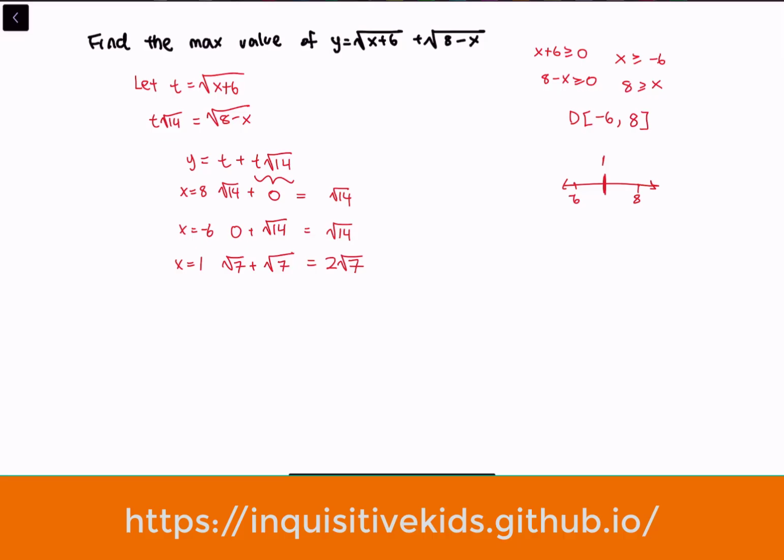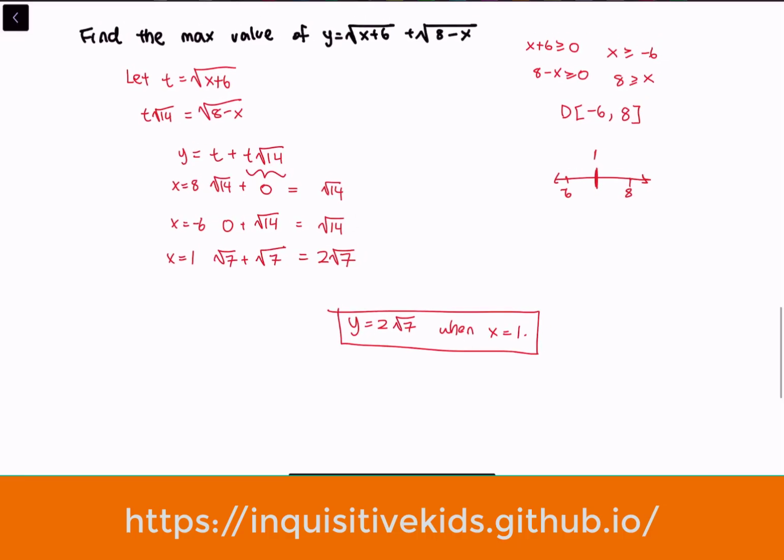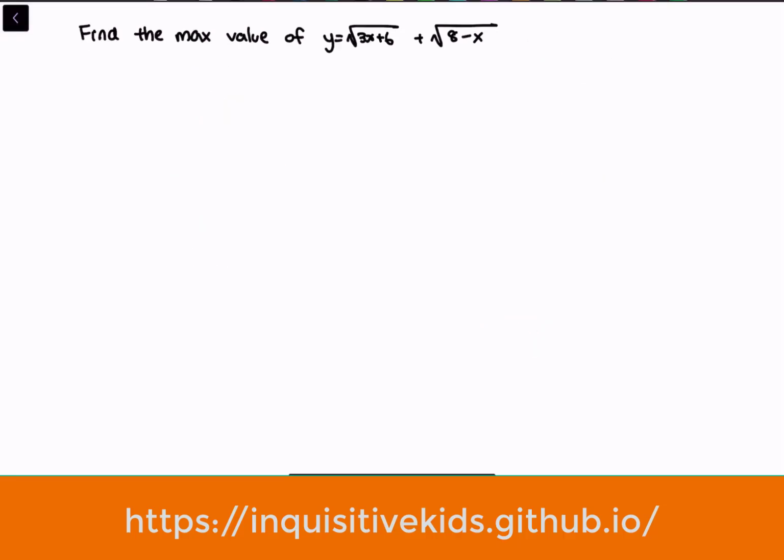So the maximum value of this function is y is equal to 2 times the square root of 7 when x is equal to 1. And the thing is here, before we answer a question like this, we have to double check that this value of x is actually part of the domain. Because if the domain did not cover 1 in the first place, then this answer we had would also be counted as wrong. Now we're on to our next example.